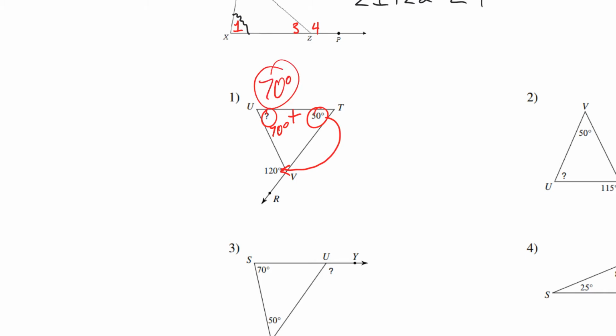Now, if you forget how to do that, you would just do 120 minus 50, and that's going to give you 70. That's going to tell you how big that angle is.